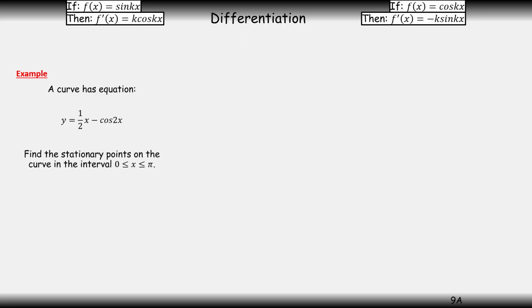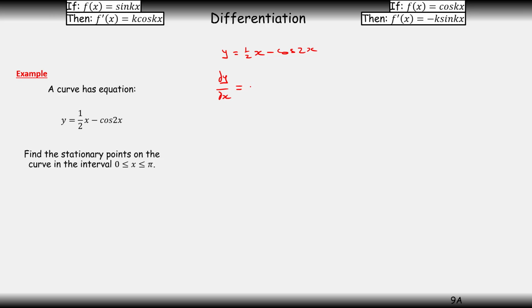Okay, so let's have a look at this example then. We've got a curve here with the equation y equals a half of x minus cos 2x. It says find the stationary points on the curve in the interval from 0 to pi. So we've got y is equal to a half of x minus cos of 2x, and we've got to differentiate that.